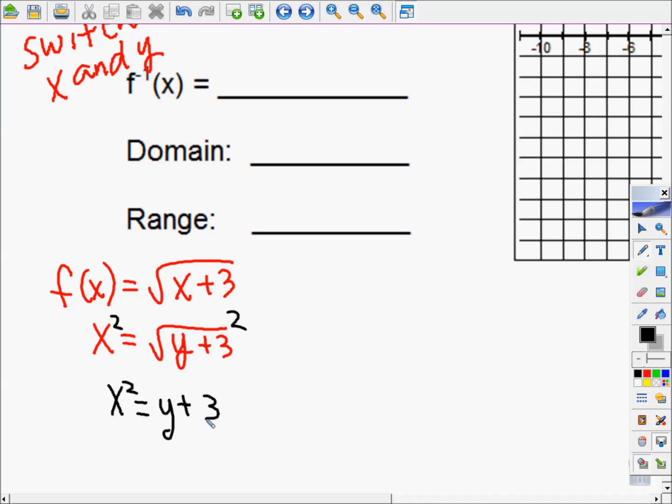How do I get y by itself? What I do to one side, I have to do to the other. So my final answer will be f inverse of x equals x squared minus 3. Do we understand that part? So all we did was work backwards. And now we have our inverse algebraically, just like we did on the warm-up yesterday.